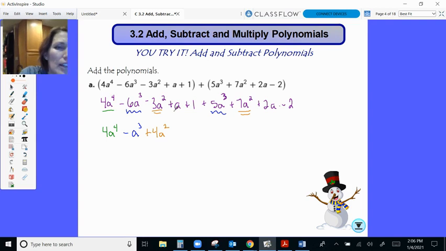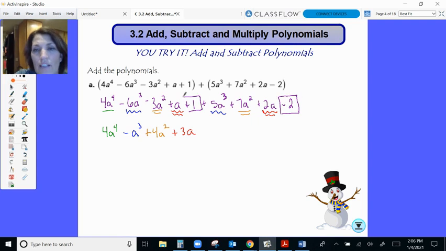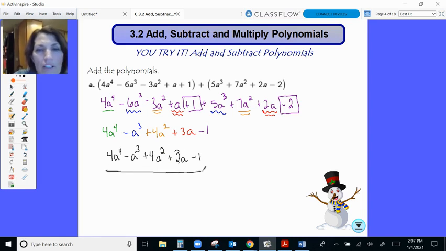Okay, and then let's see what we have for our a term. a plus 2a gives me a positive 3a. And then, of course, last but not least, we have our numbers. We have negative 2, positive 1, which leaves me with a negative 1. So our final polynomial is 4a to the fourth minus a cubed plus 4a squared plus 3a minus 1. And there we have it.